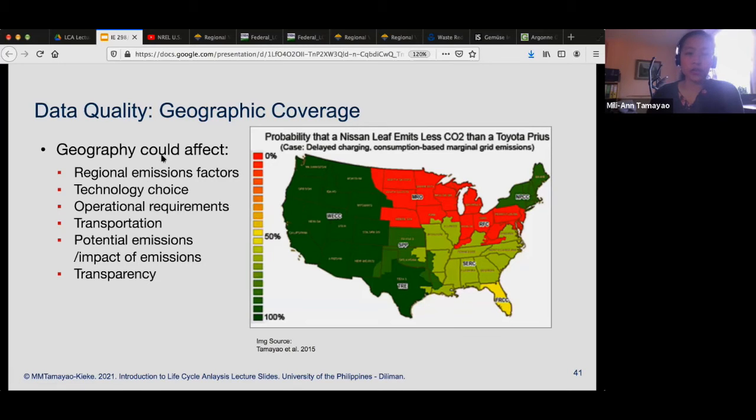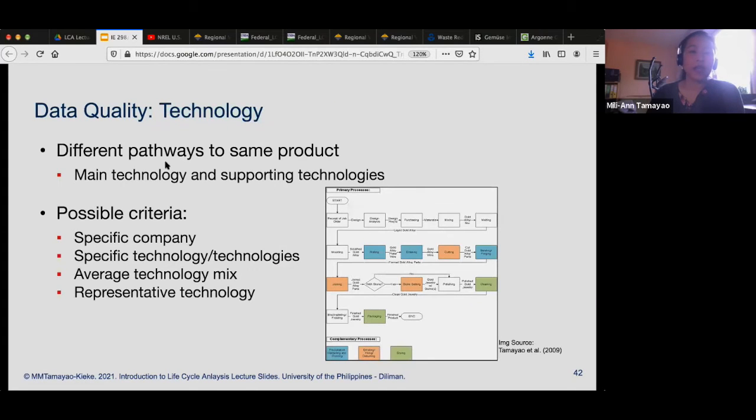So geography could affect, one, regional emission factors, for electricity for example, and the technology choice. Most likely, in the case of gold jewelry, the technology employed in Bulacan would be different from technology employed somewhere else in the Middle East. Operational requirements could also vary, transportation requirements as well, and therefore the potential emissions as well as the impact of those emissions. And of course, you have to clearly identify the geographic scope for transparency reasons.